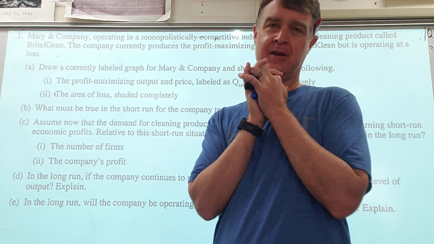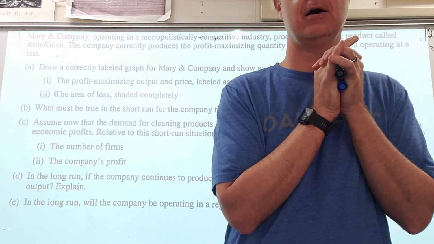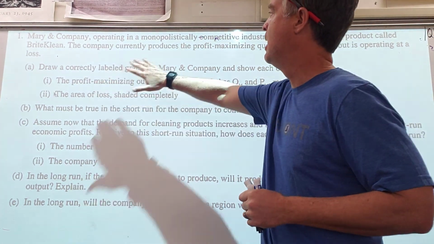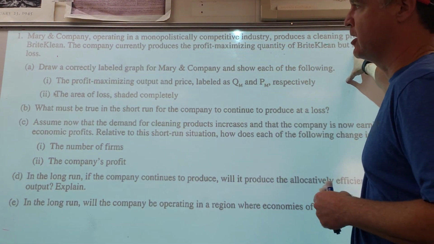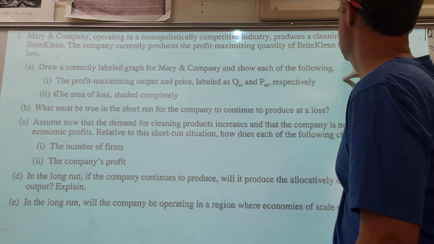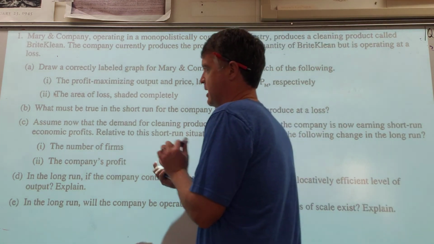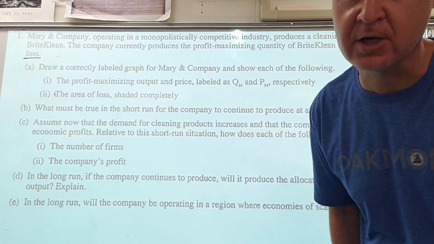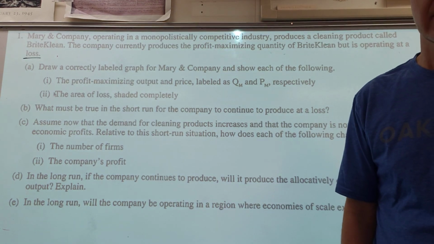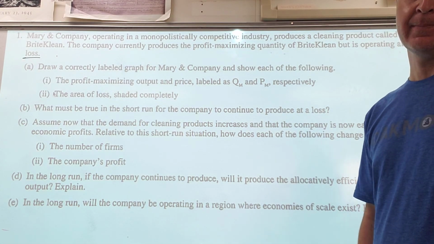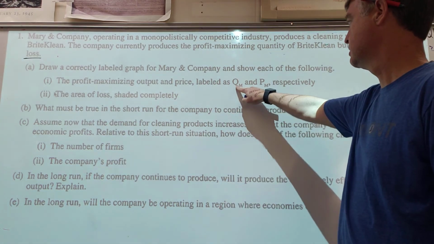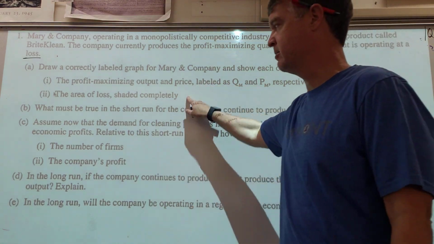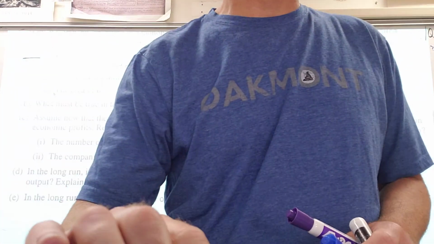Another monopolistically competitive question. I think these are very straightforward, but this one starts off a little bit differently than the first one. So we'll do this one too. Monopolistically competitive industry producing a cleaning product called Bright Clean. The company produces the profit maximizing quantity of Bright Clean, but it is producing at a loss. It is very possible for a monopolistically competitive firm to produce at a loss. Just because you're monopolistically competitive doesn't mean you're making a profit. Draw each of the following: profit maximizing output, QM and PM, and the area of loss shaded completely, just like the first one.